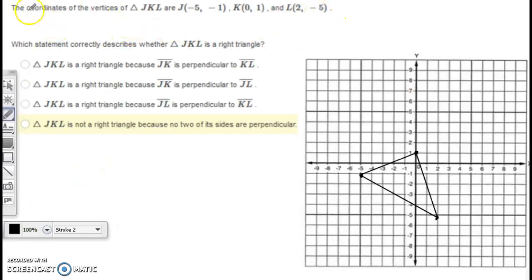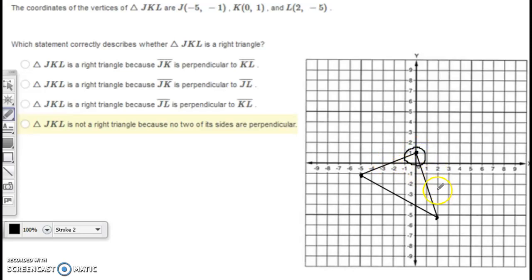All right. So the first problem says the coordinates of the vertices of triangle JKL are here. Now it doesn't give you a graph. I just chose to graph it because I'm very visual and I like to look at graphs. So I went ahead and drew a graph. And one of the reasons that helps me is because we're trying to decide if it's a right triangle. And if I want to figure out if it's a right triangle, I'm going to look over here and say, okay, what angle looks like a right angle? And the only one that has a possibility would be this angle.